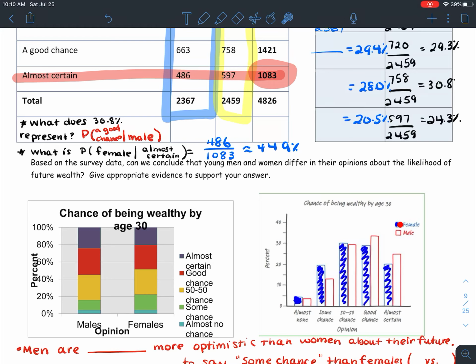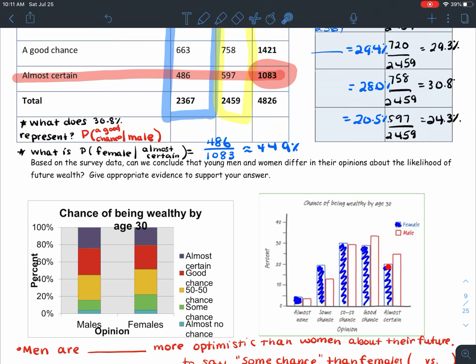I have a little key off to the side. The females are the dark blue. The males are just kind of the empty red. And we see these are the percentages here. We can see the percent of females right next to the percent of males that answered almost none, etc.